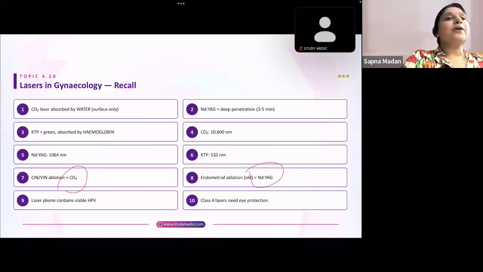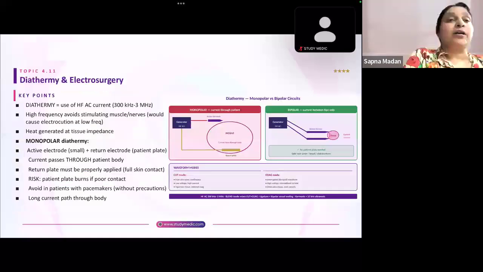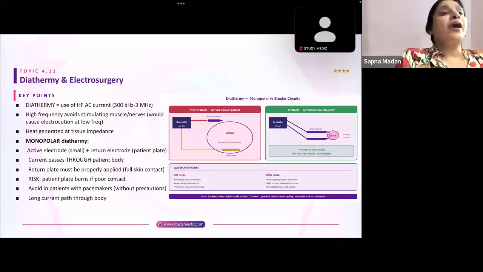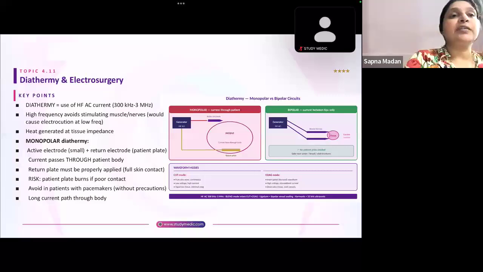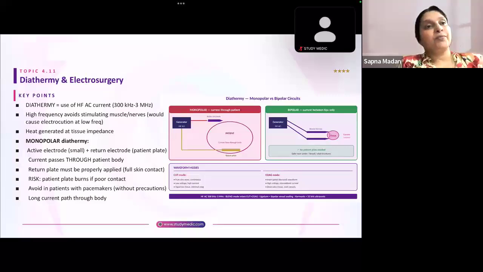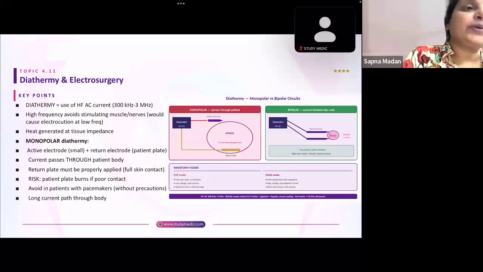Talking about diathermy in electrosurgery, again, very, very important, very, very interesting. Diathermy is the use of high frequency alternating current. The frequency is 300 kilohertz to 3 megahertz, okay? 300 kilohertz to 3 megahertz. So the high frequency avoids stimulating muscles and nerves, which would normally cause electrocution at low frequency.